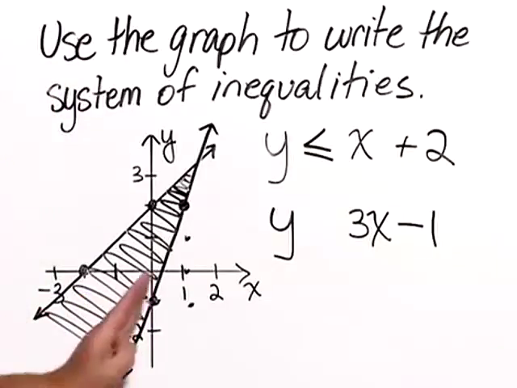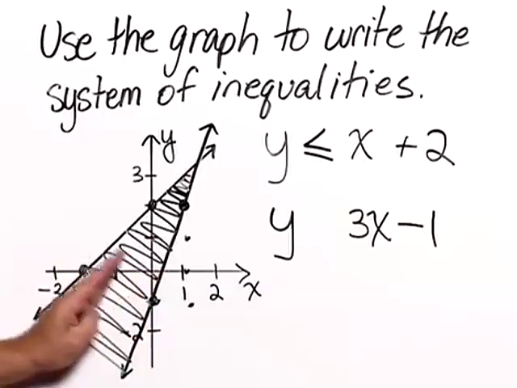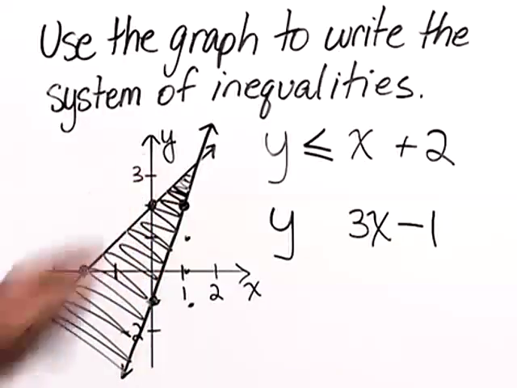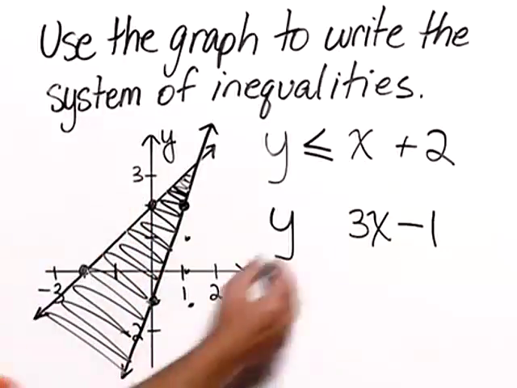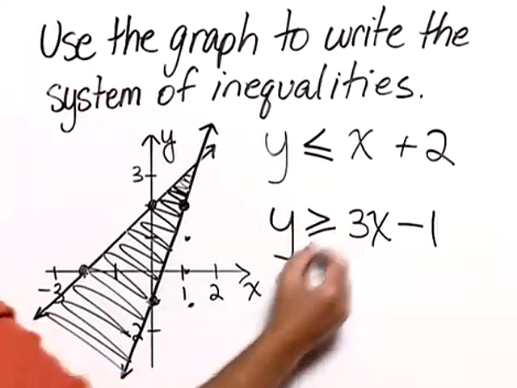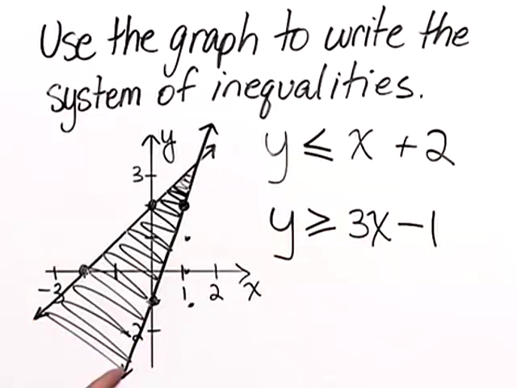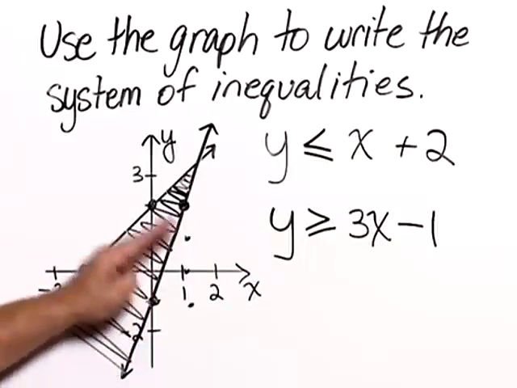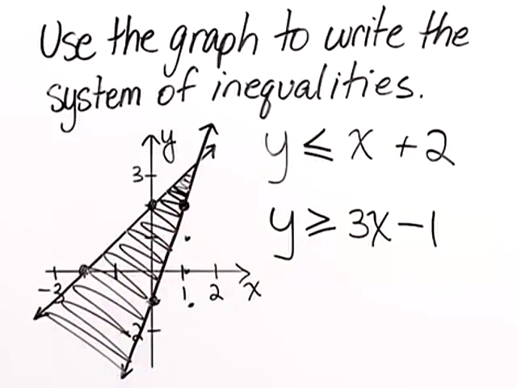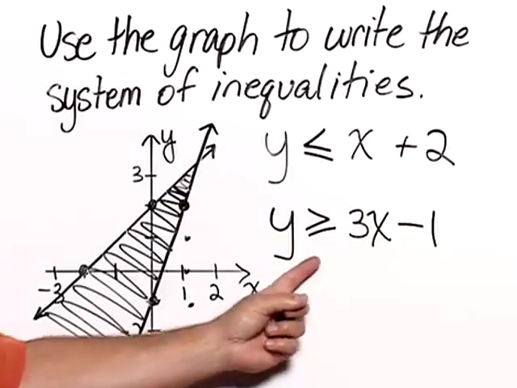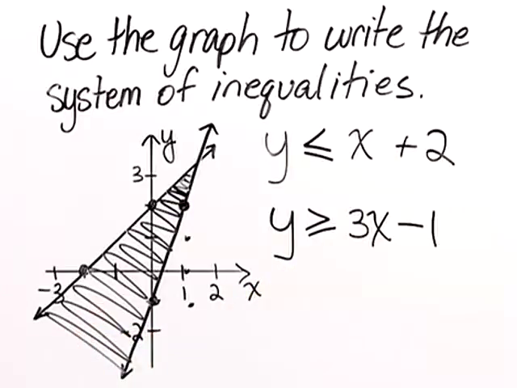This time, we wish to shade above this line, and therefore we would have greater than or equal to, the equal to part because the line is solid, and greater because it's shaded above the line. So this is our system of inequalities that's represented by this graph.